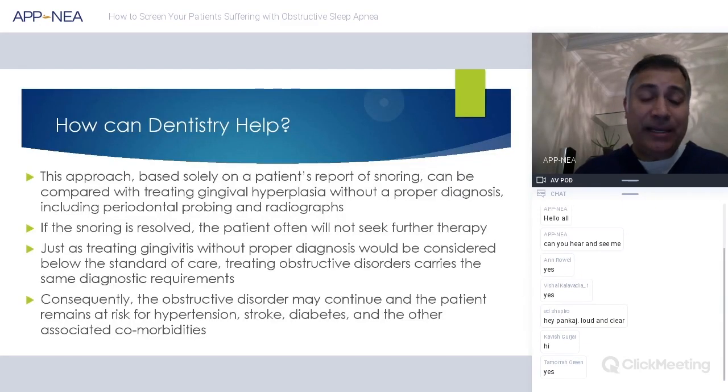This approach, based solely on the patient's reporting of snoring, can be compared to, let's say, treating gingival hyperplasia without a proper diagnosis, including periodontal probings and radiographs. If snoring is resolved, the patient often will not seek further therapy because they themselves don't know. And if we don't screen appropriately, we can't help the patients. Just as treating gingivitis without proper diagnosis would be considered below the standard of care, treating obstructive disorders carries the same diagnostic requirements. Consequently, the obstructive disorder may continue and the patient remains at risk for hypertension, stroke, diabetes, and other associated comorbidities.